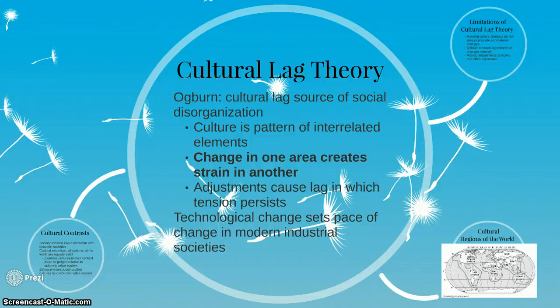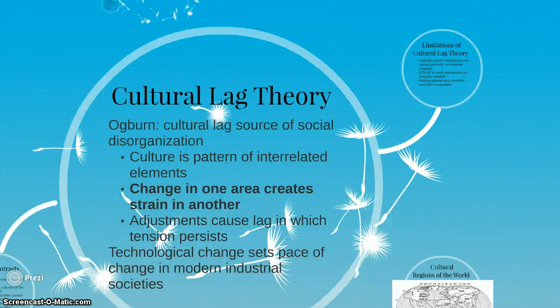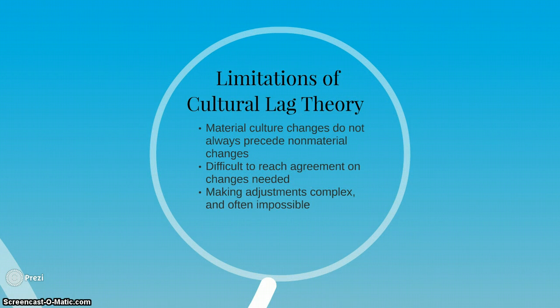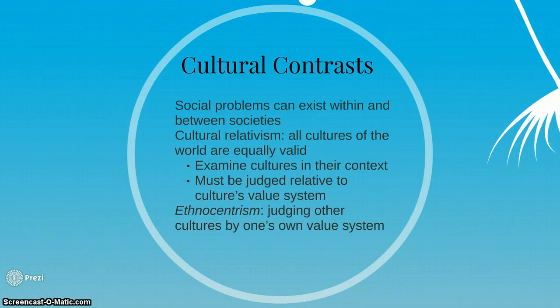The cultural lag theory is that since culture is a pattern of interrelated elements, change in one area will create strain in another. Adjustments cause lag in which tension persists. Technological change sets the pace of change in modern industrial societies. Some of the limitations of cultural lag theory include that material culture changes do not always precede non-material changes. It can be difficult to reach agreement on the changes that are needed, and making adjustments is very complex and often impossible. Social problems can exist within or also between societies.